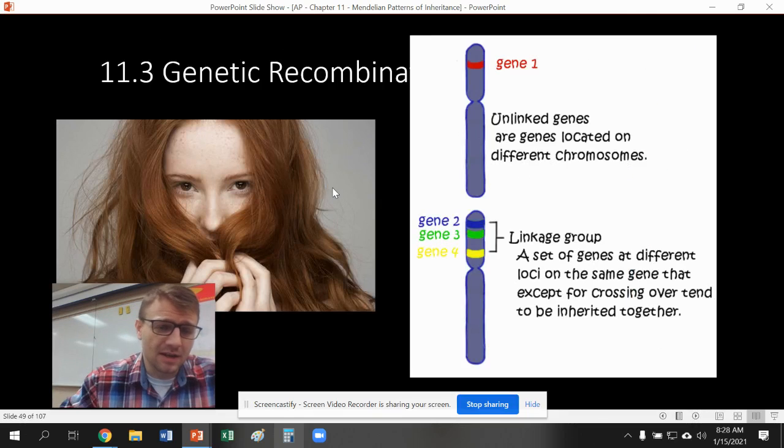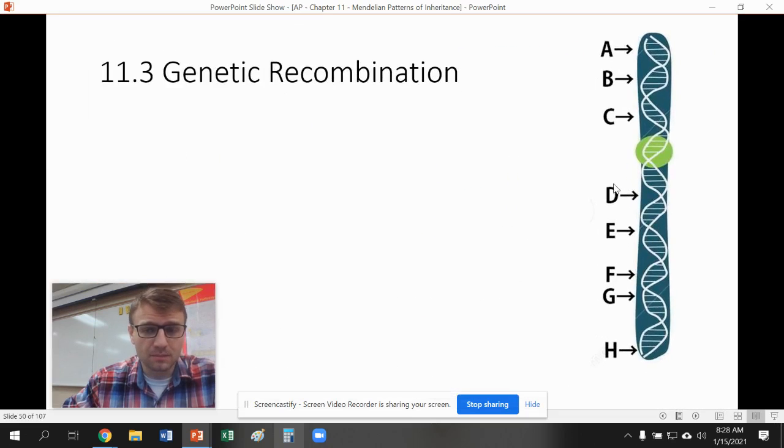I'm going to go back to this image. We talk about people with red hair, red features. They inherit things like freckles, their red hair, and paler skin because those genes are very close together on the chromosome. It's less likely they only get one of them because they're so closely located on the one chromosome.